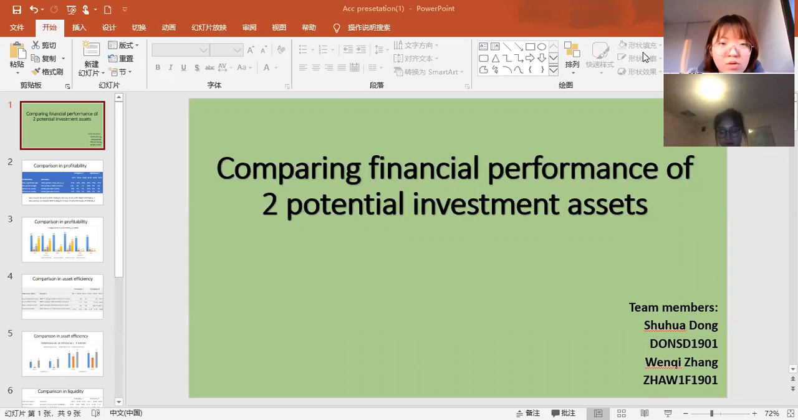My team member Shu Huadong and I would analyze the financial performance of two potential investment targets, company one and company two, and identify the one that's a better investment choice, if any. Well, first, I would measure the profitability of the two companies.